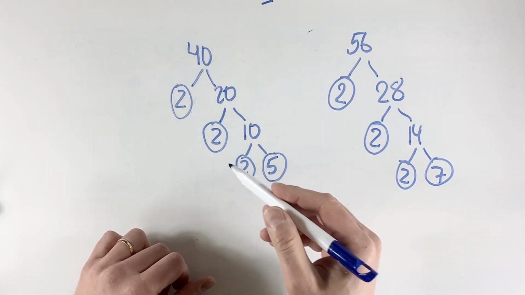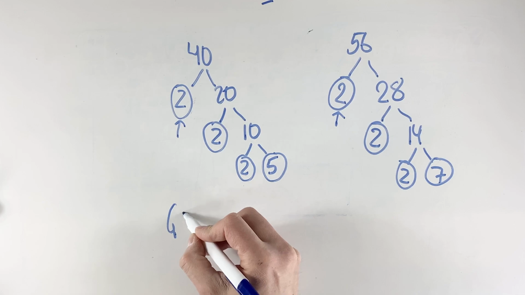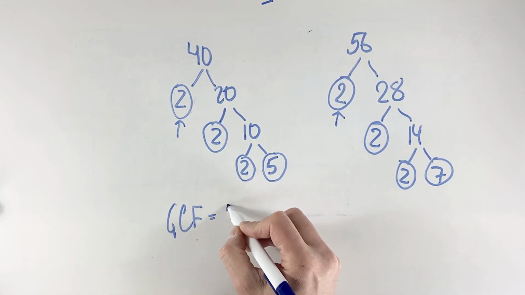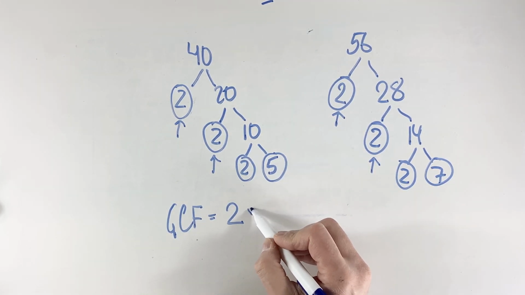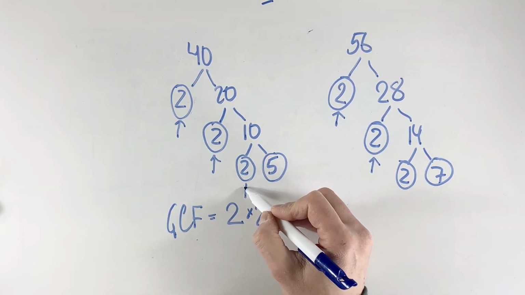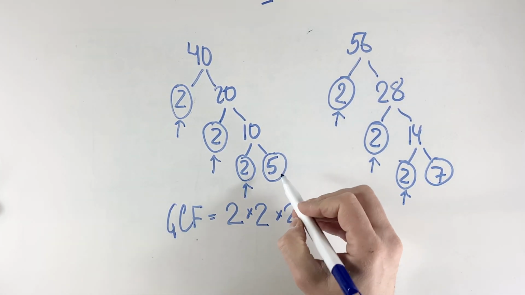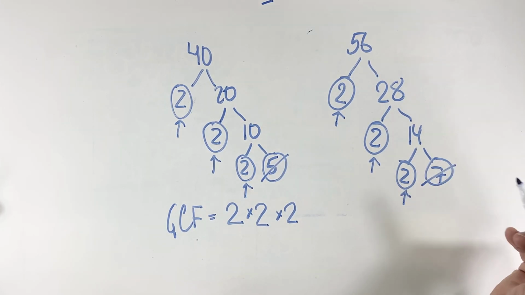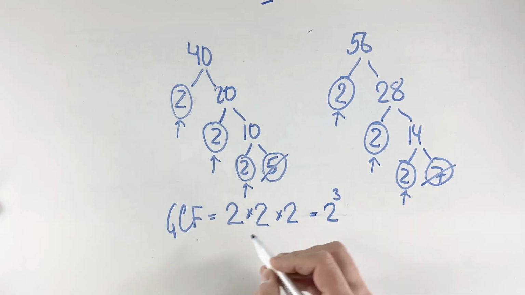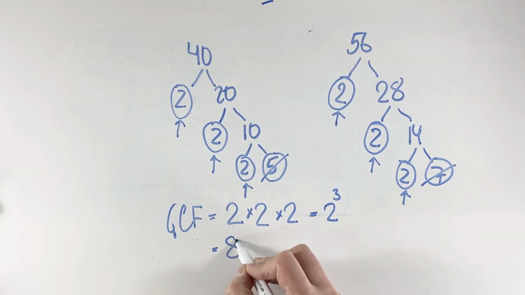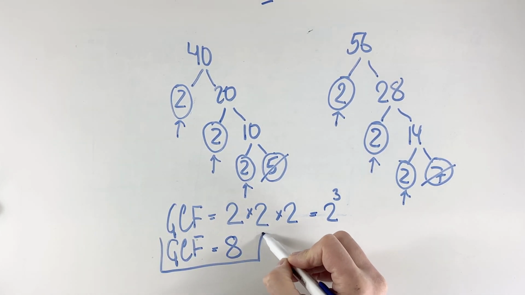What do they have in common? Well, they have a 2 in common. So GCF equals 2. There's a second 2 that's in common. So times 2. There's a third 2 that's in common. Times 2. And then they do not have the 5 in common. They do not have the 7 in common. So this is the same thing as 2 cubed, which is the same thing as 8. So our greatest common factor of 40 and 56 is 8.